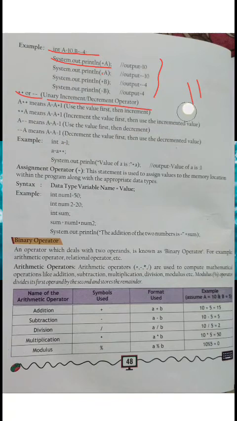Now one numerical example is given here. int a is equal to 1. Now we have to find a is equal to a++. System.out.println, the value will be only 1, for a++. See here, a++ means use the value first, and we are using the value first. The value of a is 1, then a plus 1 will become 2, because here it is saying use the value first. It means we have to use the value of a first, then we will increase the value.